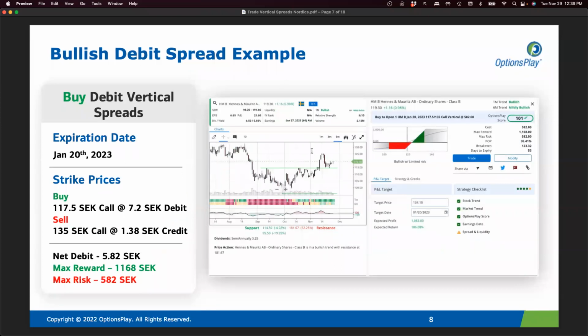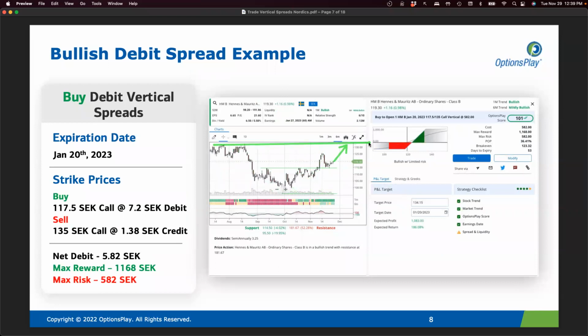I'm going to use H&M. H&M recently had this really nice setup. It looks like an inverted head and shoulders pattern. It broke out above the neckline, came back to retest this neckline as support, and now is starting to trend a little higher. So really nice technical pattern here.